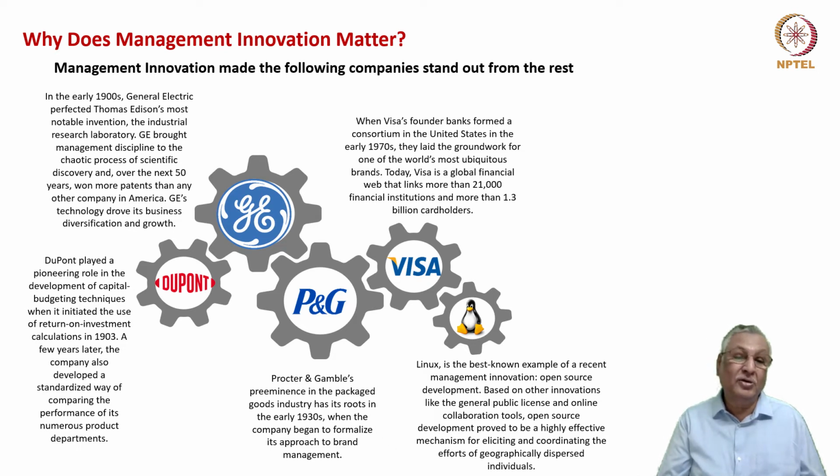DuPont played a pioneering role in bringing safety to the top of people's minds. DuPont also made a lot of impact in terms of understanding and implementing capital budgeting frameworks. So comparison of performance of numerous product departments on multiple parameters of return on investment and return on safety was DuPont's contribution to management. Procter & Gamble's preeminence in the packaged goods industry had its roots in the early 1930s when it started formalizing its approach towards brand management and category verticals.